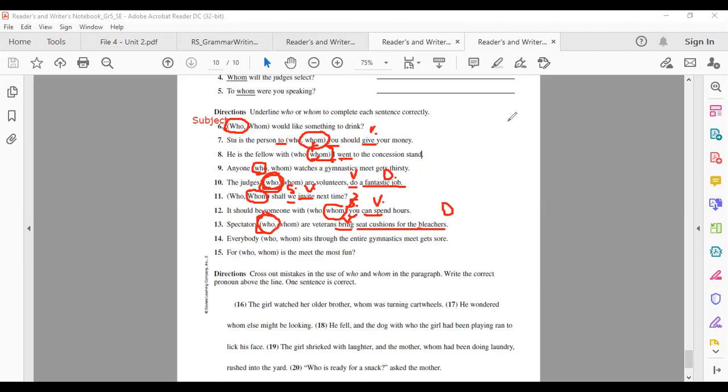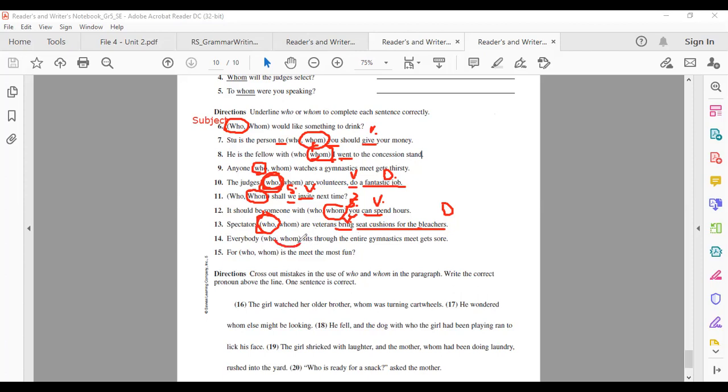Everybody whom sits through the entire gymnastics meet gets sore. So read the sentence after who and whom. Read this one from here to here. Sits through the entire gymnastics meet, gets sore. So what is the verb? Is it whom? Whom. Excellent.